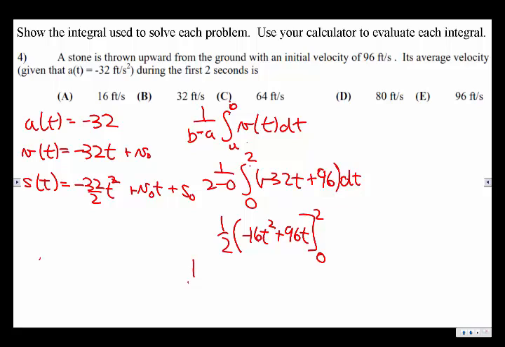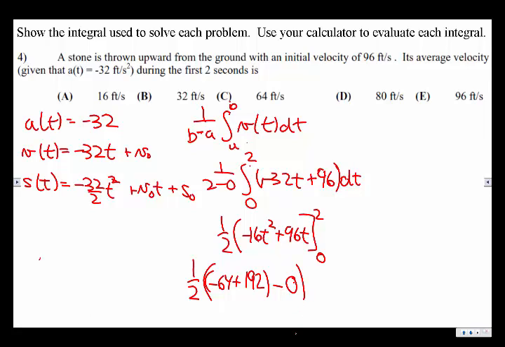So this is going to be 1/2. If we plug it in on our upper bound, 2 squared is 4. 4 times 16 is 64, and as a negative, so it's negative 64 plus 192. And then minus, when we plug in the 0, that's 0.